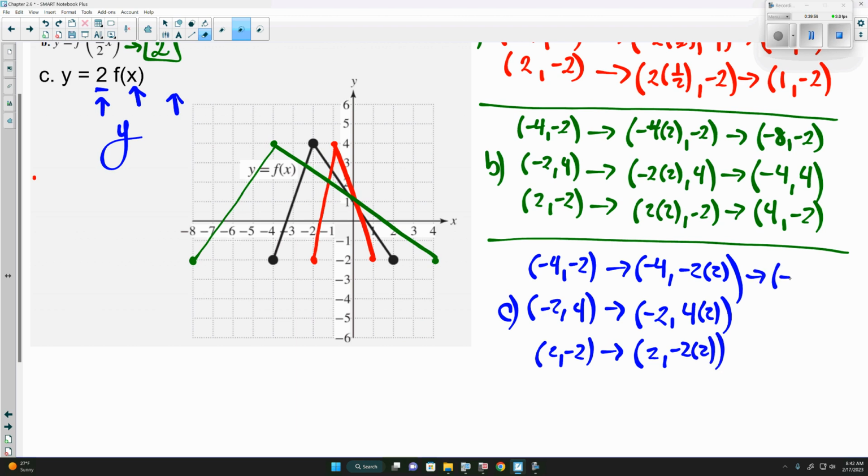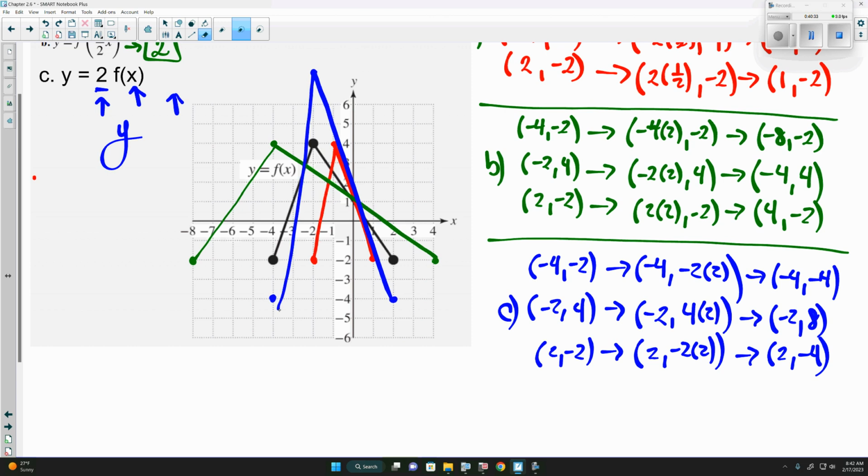Which means our first one here is going to be negative 4, because negative 2 times 2 is negative 4. Our next one, negative 2, well, 4 times 2 is 8. And lastly, we'll have 2, negative 4. And we can just plot these here: negative 4, negative 4. Negative 2, well, 8 is going to be up there. And lastly, 2, negative 4. And we get this here. Questions on any of this here?